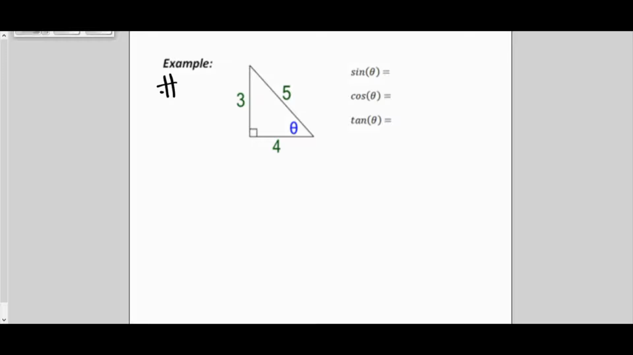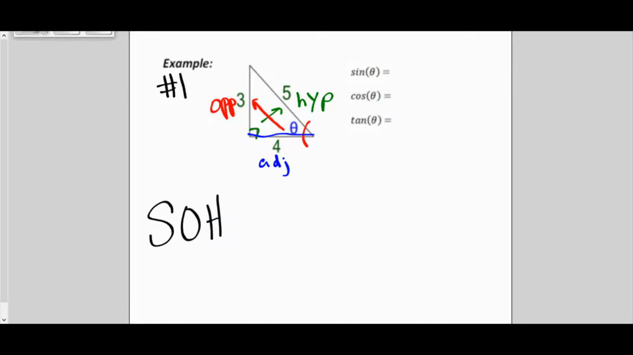So example number one, we want to find the sine, the cosine, and the tangent of theta. So start by labeling the sides of your triangle. If we start with hypotenuse, that's the side across from the right angle. The opposite side is across from theta. And then the adjacent side is the remaining side. It's the one that touches both the reference angle and your right angle. So now, write out SOHCAHTOA. This will help you recall how the sides of your triangle are related to the trig functions.